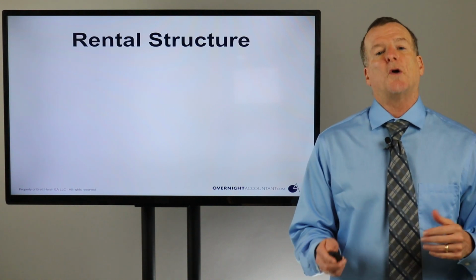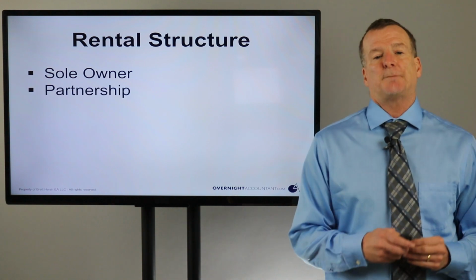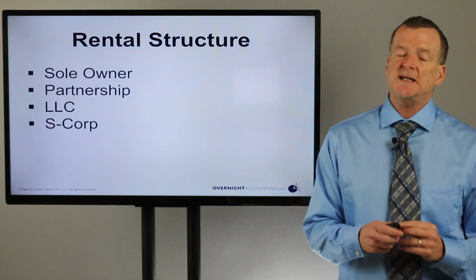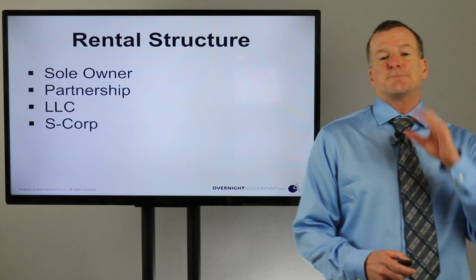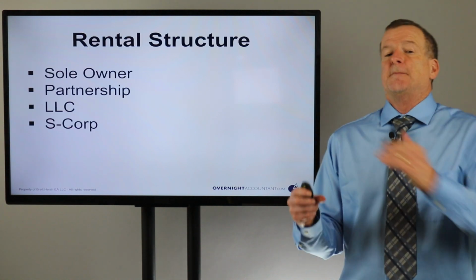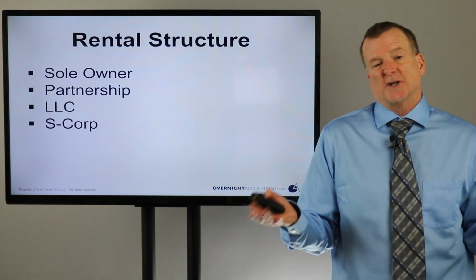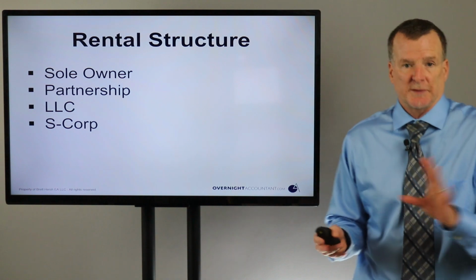So let's roll on. Okay, rental structure. You basically have a sole owner, a partnership, an LLC, or an S Corp, and that's pretty much it. You could do a C Corp, but this is what we mainly see with individuals who own 4 or 5 properties, or 1 property. This is the business structure we commonly see.